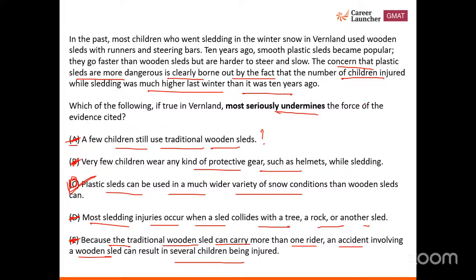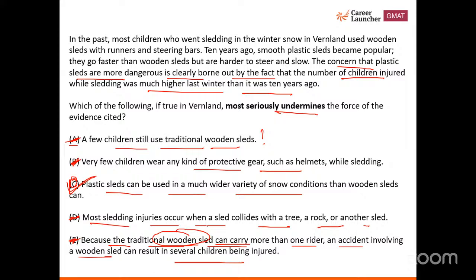Okay. Can you explain E? Okay. E part says, because traditional wooden sleds... why are we even talking about that, guys? Why are we even trying to talk about what we will achieve if we point out that wooden sleds lead to more injuries, right? The objective was to point out that plastic sleds and all, right?